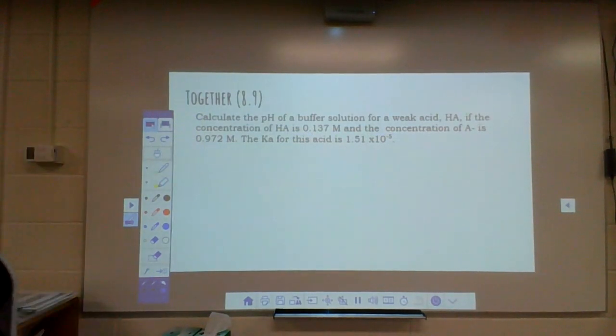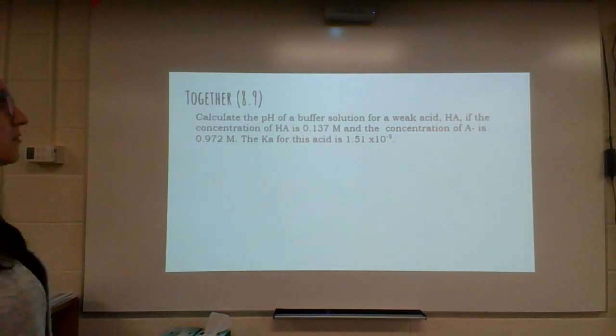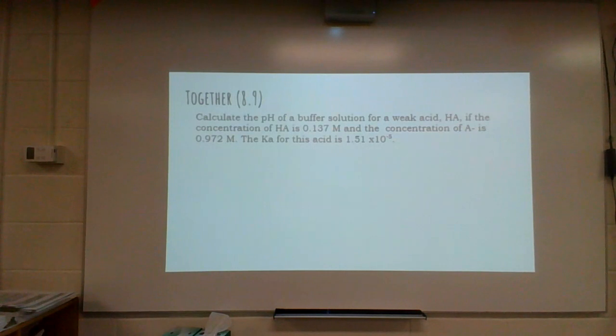So this is the I do. We'll calculate the pH of a buffer solution for a weak acid, HA, if the concentration of HA is 0.137 molar and the concentration of A negative, the conjugate base, is 0.972 molar. The Ka for this acid is 1.51 times 10 to the negative fifth.